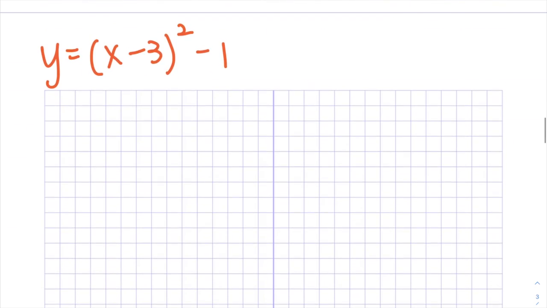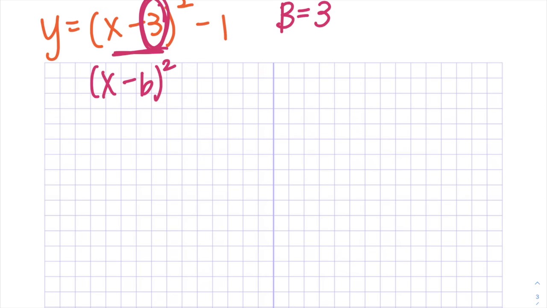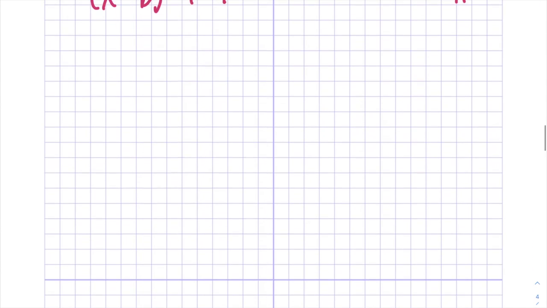Let's do one last example of vertex form. Here we have x minus 3, so it's already in that form of (x minus b) squared. That means b is just 3. For c, it's not a plus a number. That subtraction means plus a negative, so c is negative 1. So our vertex is at (3, negative 1). And our axis of symmetry is x equals 3.